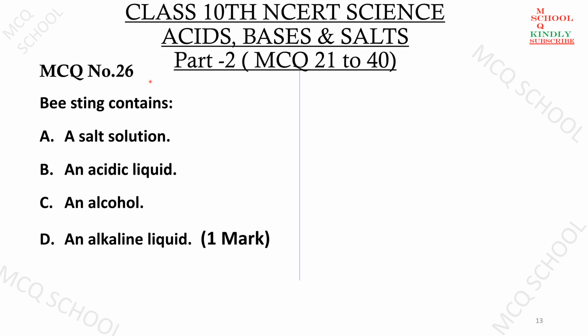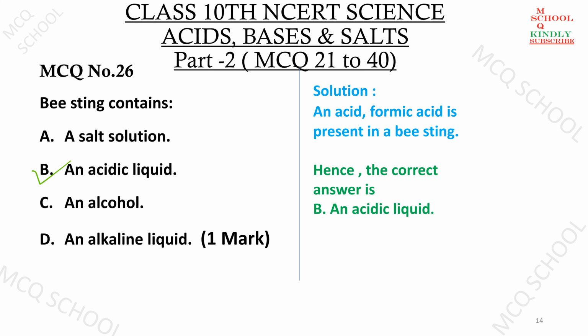MCQ number 26. Bee sting contains A. Salt solution, B. Acidic liquid, C. Alcohol, D. Alkaline liquid. So what is the answer as per you? Please note that an acid, formic acid, is present in the bee sting. Hence the correct answer is B, acidic liquid.